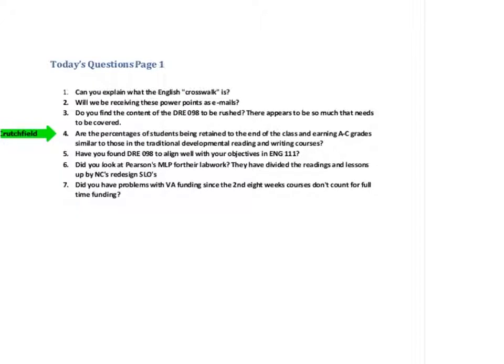Percentages retained to the end of the class and earning A to C grades, similar to those in traditional reading and writing courses. Does anyone want to speak to that? I feel like someone who has piloted more than I have needs to address this one.